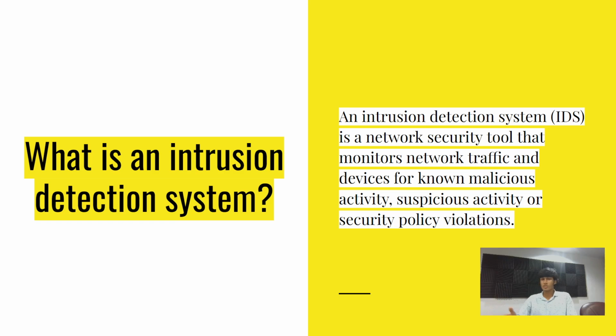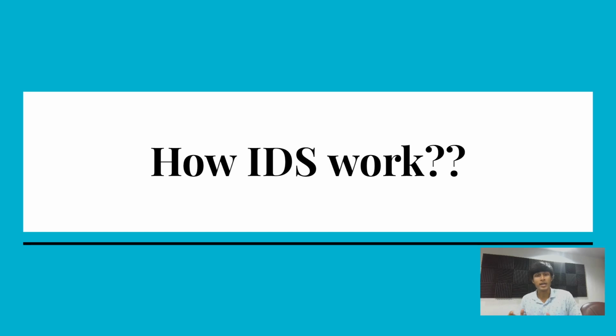So what is an intrusion detection system? The intrusion detection system (IDS) is a network security tool that monitors network traffic and devices for known malicious activity, suspicious activity, or security policy violations. Like if I intruded on someone and violated their privacy. This is just an example. So how does IDS actually work?